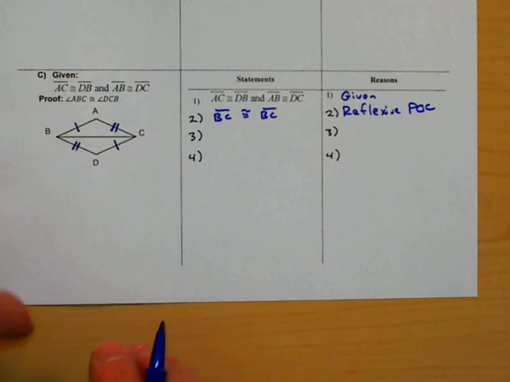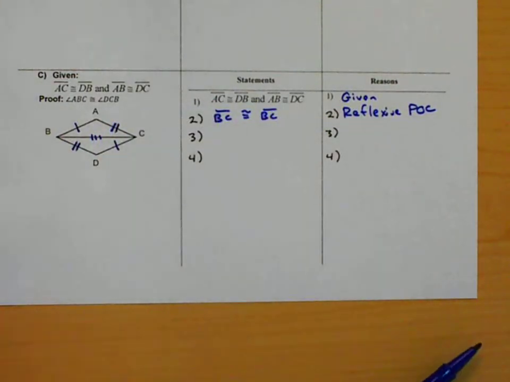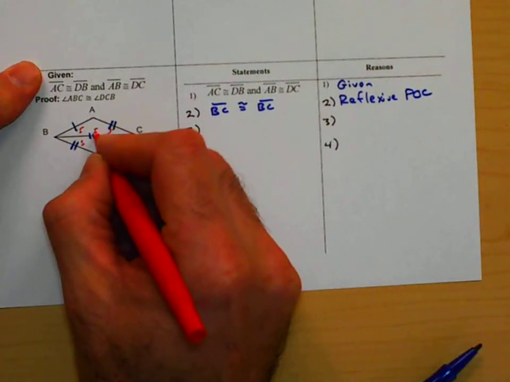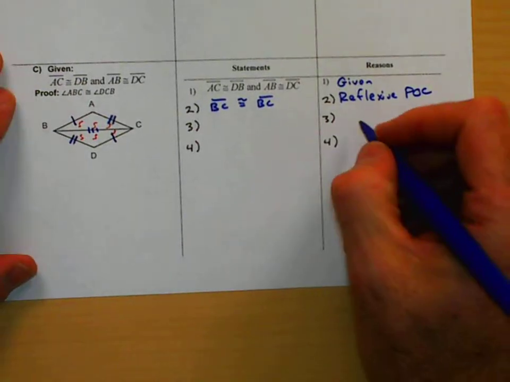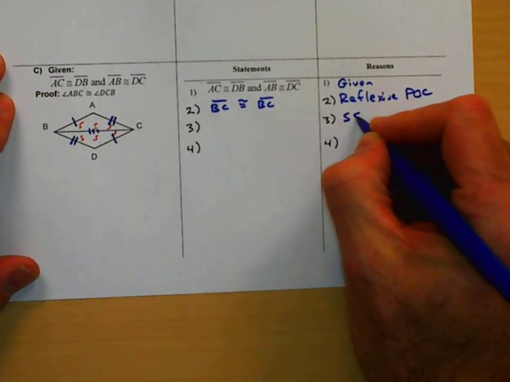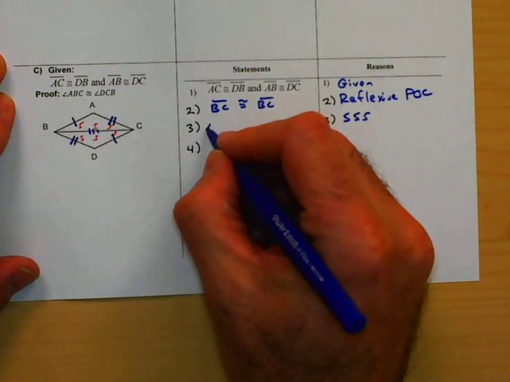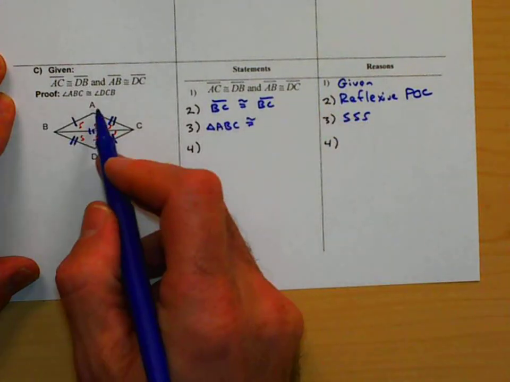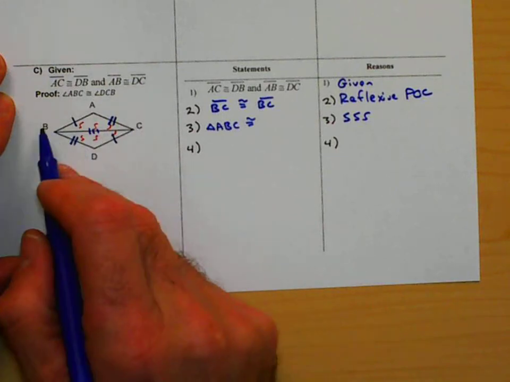Then from there, now I have a pair of sides congruent, another pair of sides congruent, and a last pair of sides congruent. So I end up with side, side, side. So side, side, side will give me triangle ABC congruent to DCB.